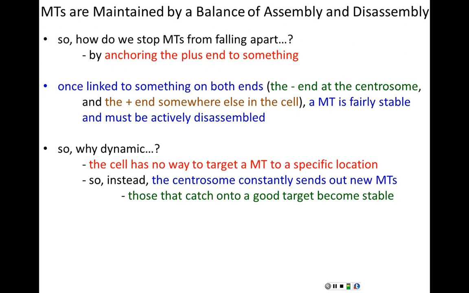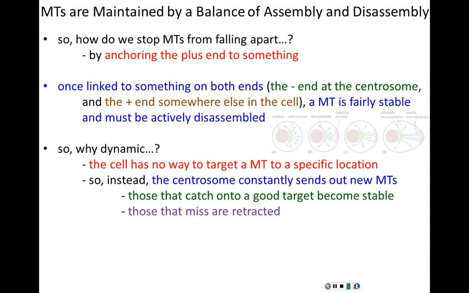Those microtubules that catch on to a good target become stably associated with that target. They anchor to that target on their plus end. The minus end remains embedded into the centrosome, and again, if both ends are anchored, the microtubule is stable. If a microtubule is sent out of the centrosome and it doesn't find a suitable place to anchor, doesn't find the right place to anchor, it is retracted. So microtubules that are sent out and miss an appropriate target, for lack of a better word, disassemble back to the centrosome.